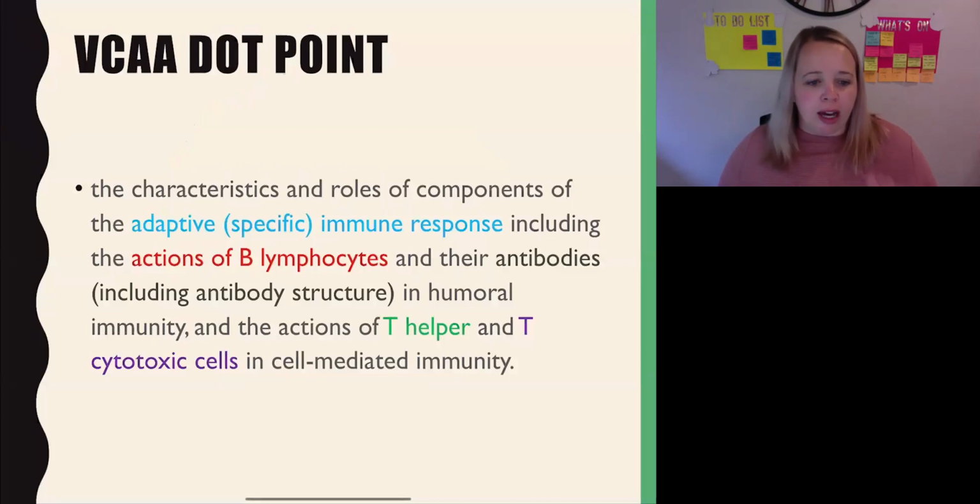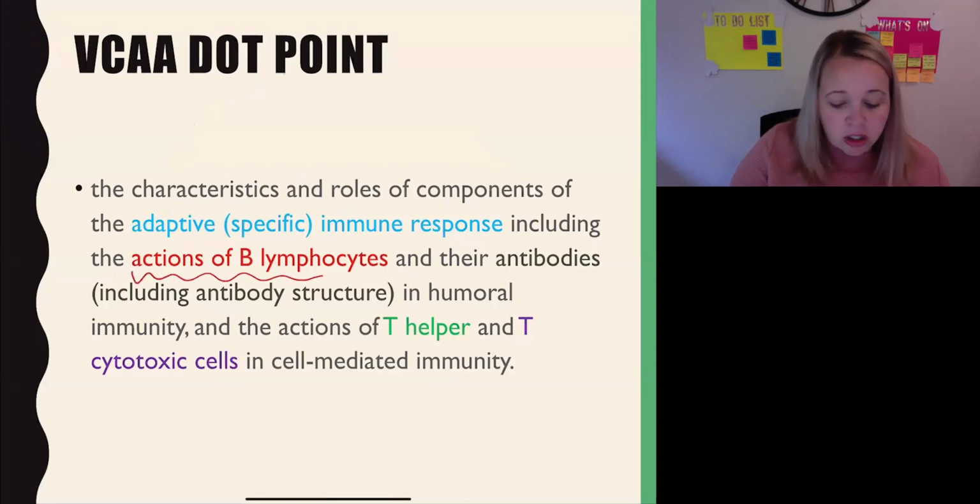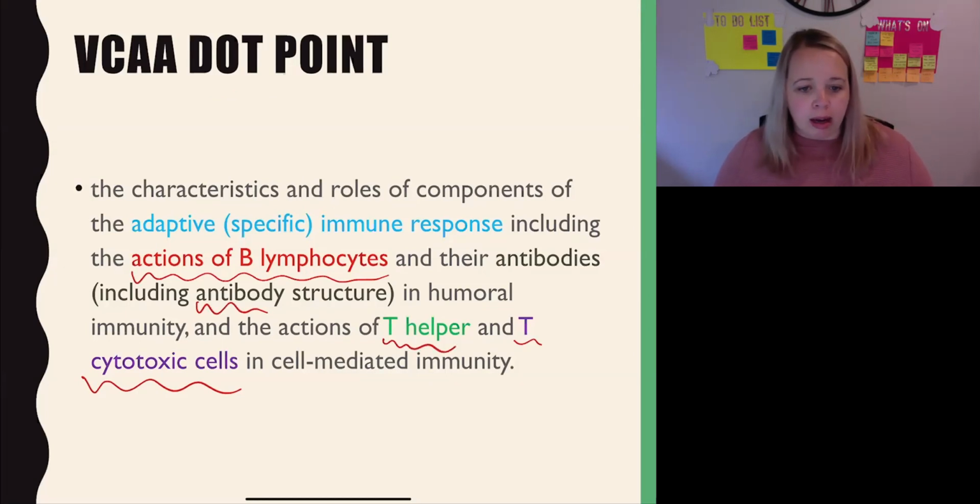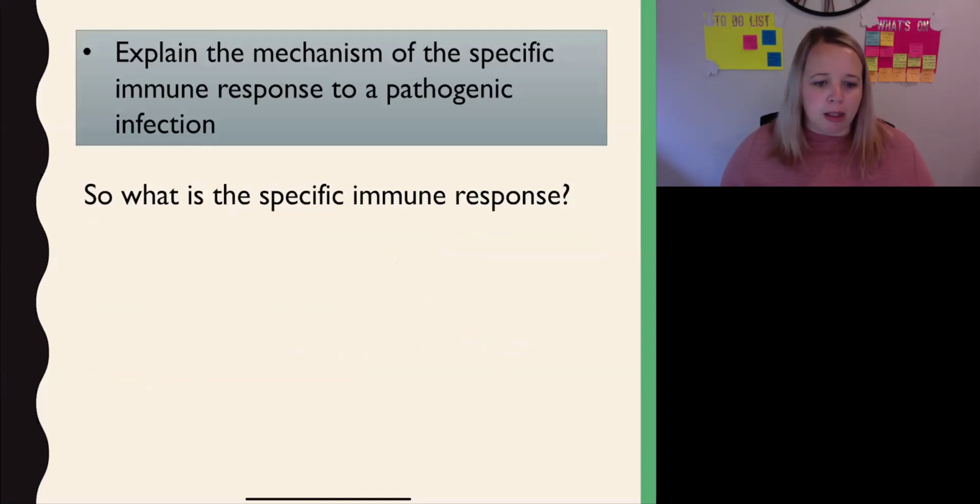So what we have to look at is the adaptive immune response by way of these things here. You need to know the actions of B lymphocytes and the actions of T lymphocytes, and we're going to talk about that. We also need to know about antibodies and what these things called T helper cells are as well. So there's a lot to cover. I'm going to break it up into a few little videos, and then we're going to do a lot of work on summarizing this when we get back to school.